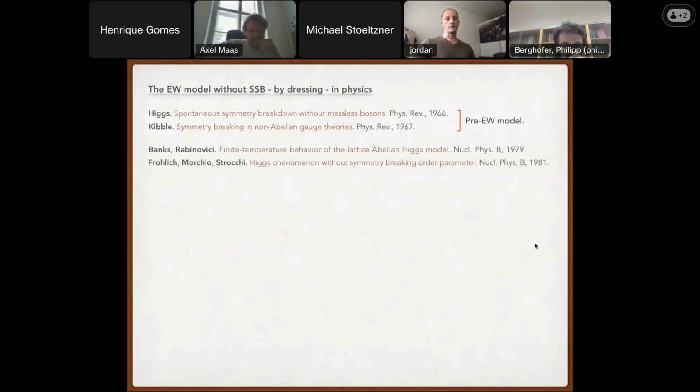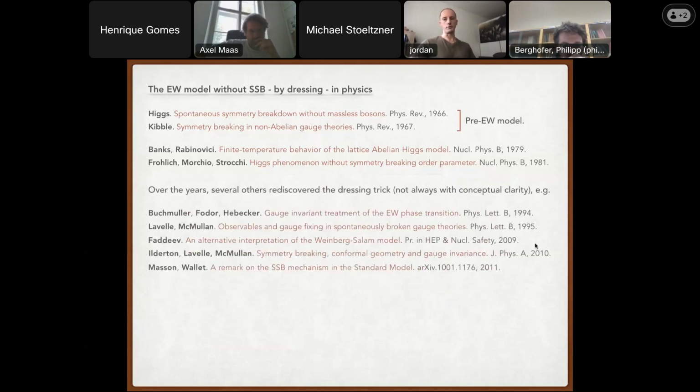And of course, there have been since then a lot of people rediscovering that kind of treatment, right? Not always for the same motivation, not always from the exact same modeling, but it's often very close to rediscovering the same polar decomposition and elimination without symmetry breaking. We can find many of those references in Axel's very nice review from 2019.